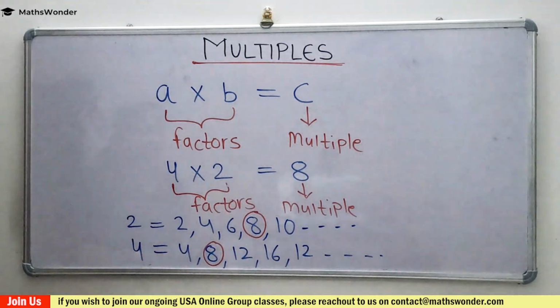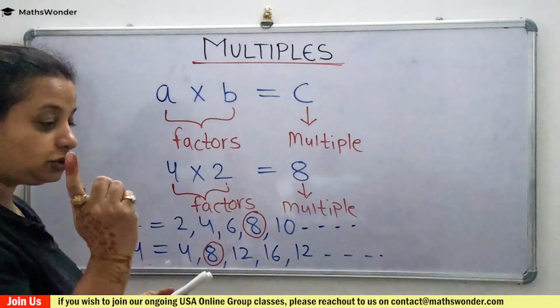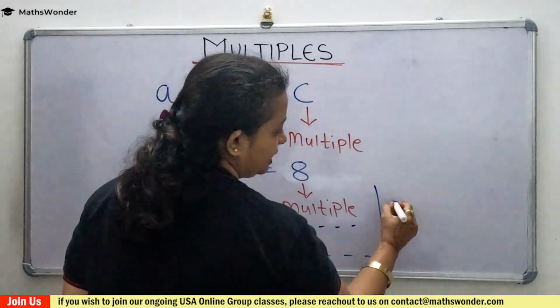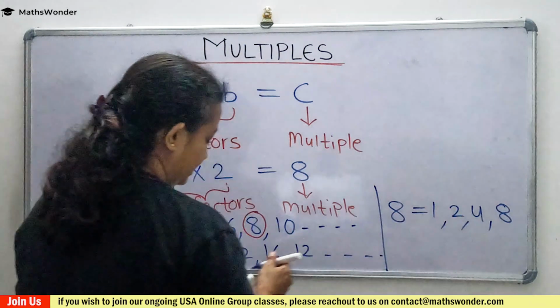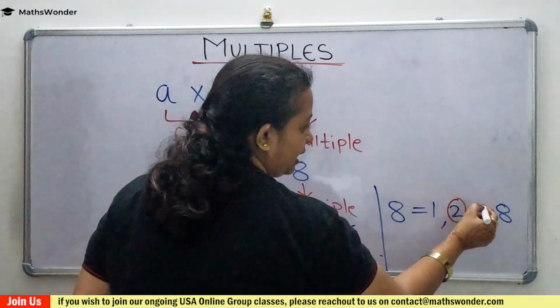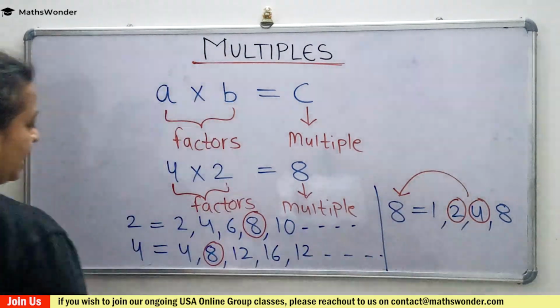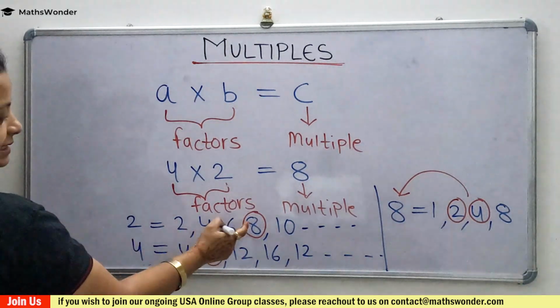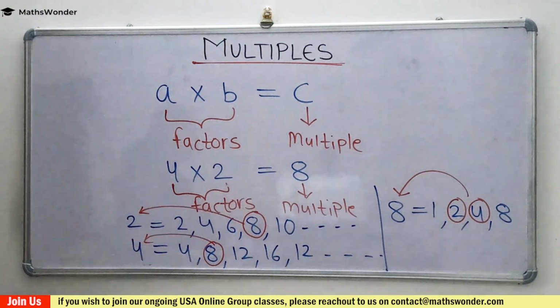The same thing we have done in this one. When we find the factors of 8, now see the difference. You will get 1, 2, 4 and 8. See, 4 and 2 are here as factors of 8, and 8 is the multiple of 2 and 4. Understood? No confusion at all? So this is the main concept.